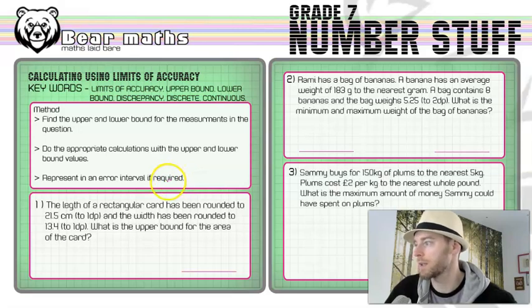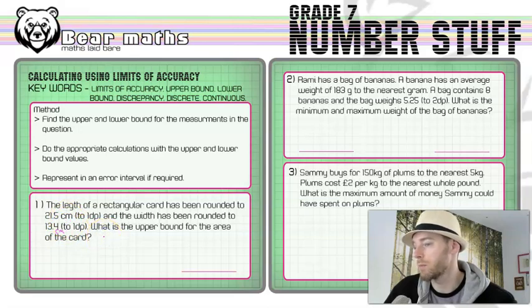Now, the length of a rectangular piece of card has been rounded to 21.5 centimeters to one decimal place, and the width has been rounded to 13.4 centimeters to one decimal place. Just missed off the centimeters there. What is the upper bound for the area of the card? Now, what we should know already is how to work out the area of a rectangle, which is pretty simple: length times width. And then what we're going to use is the upper bound of each of the numbers.